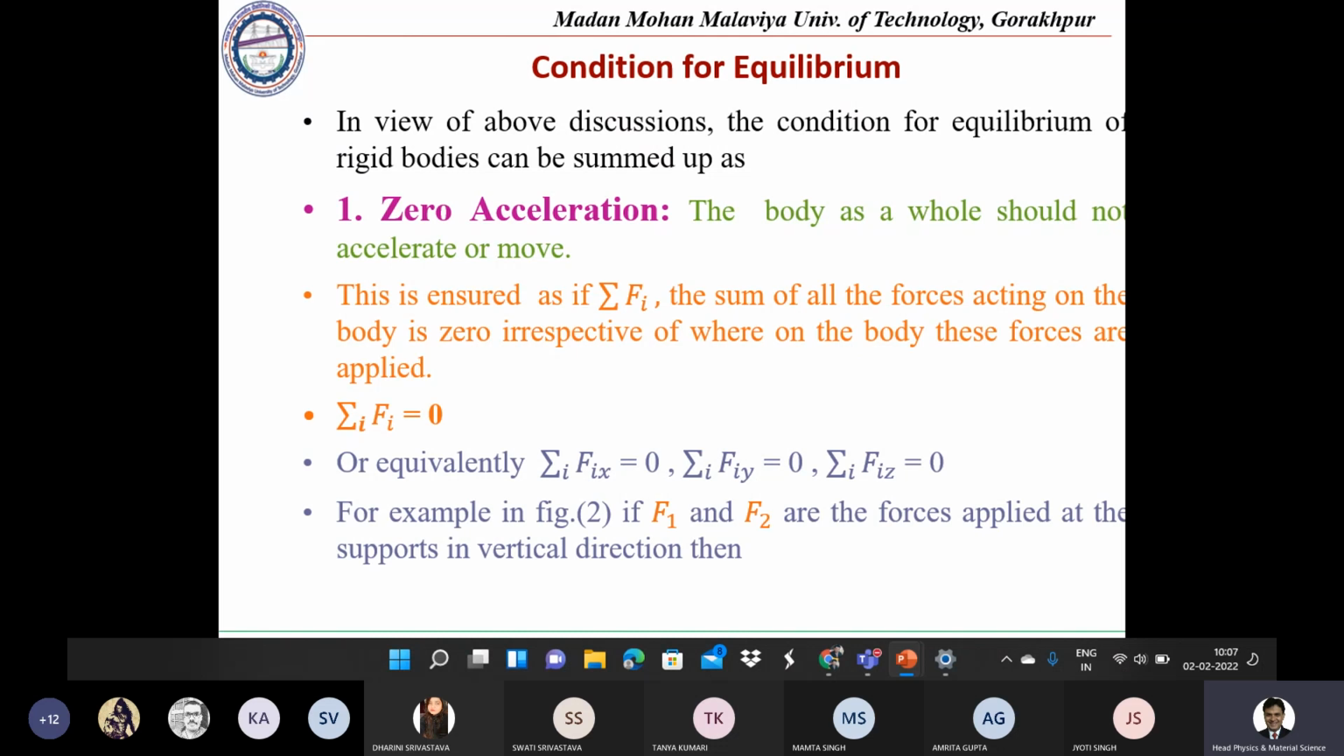For example, if we are taking figure number 2, if F1 and F2 are the forces acting and the support is in the vertical direction, then we may have F1 plus F2 plus W plus L all equal to 0. Just like the figure shown to you at the very beginning, figure number 2, the rod was supported by S1 and S2, W was the weight of that rod, and L was the load applied to that rod. If we have the numerical values, then F1 plus F2 plus W plus L is equal to 0.